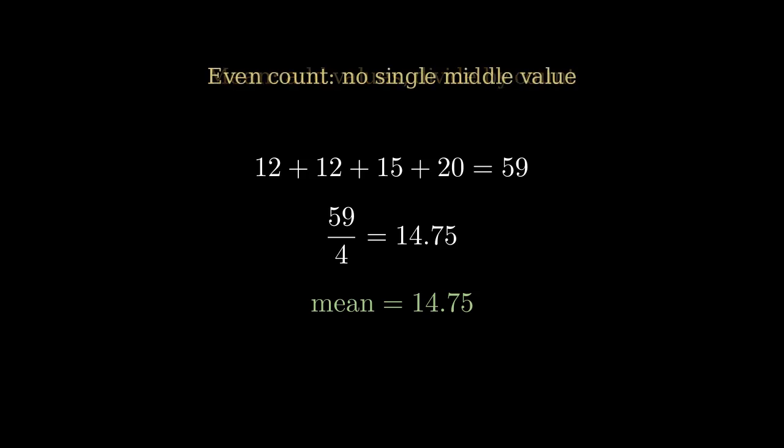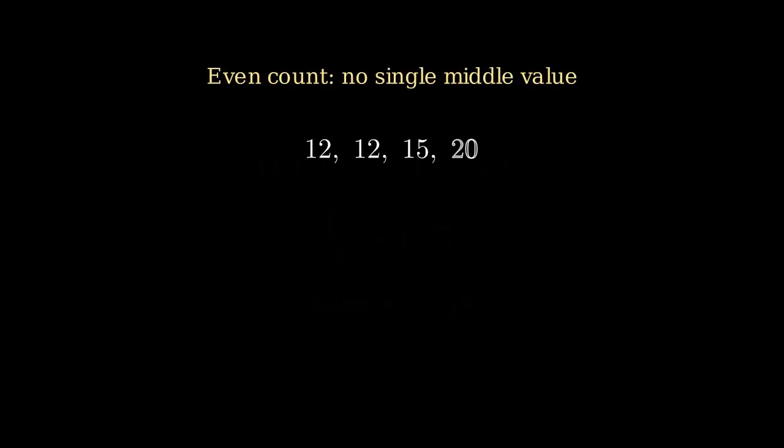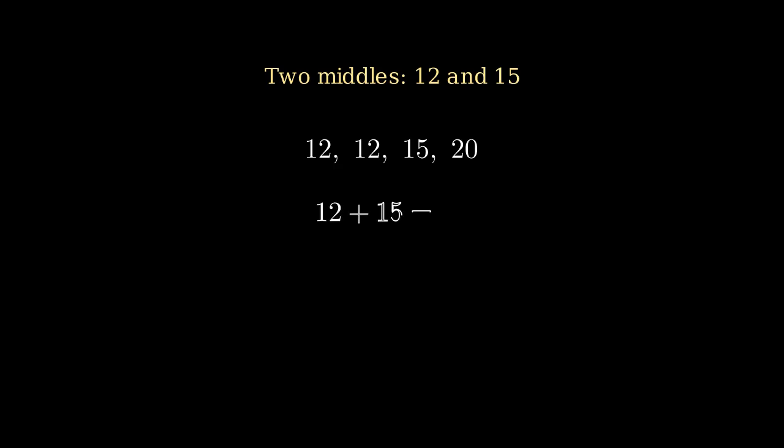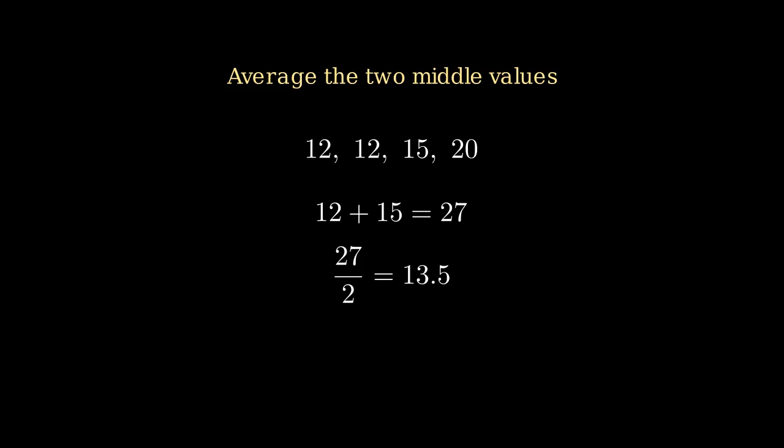Now here's the important part. Since there are 4 values, an even number, there is no single middle value. The 2 middle values in our ordered list are 12 and 15. To find the median, we average them. 12 plus 15 equals 27, divided by 2 equals 13.5. So the median is 13.5.